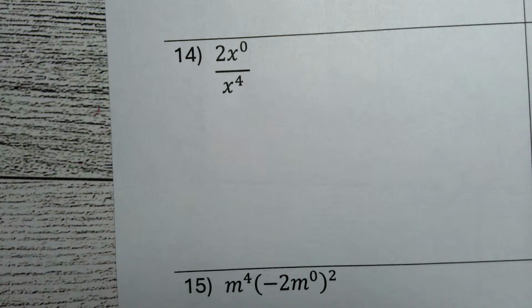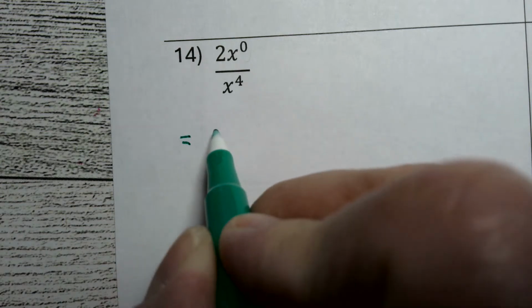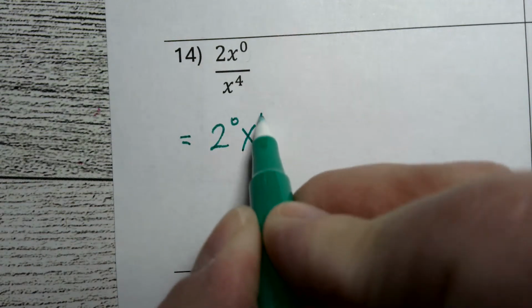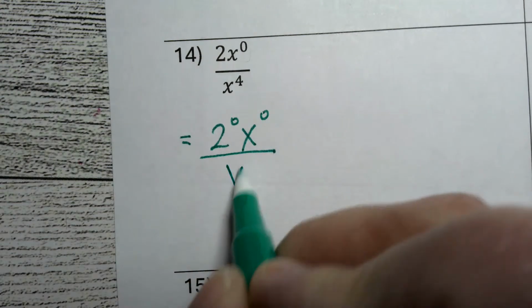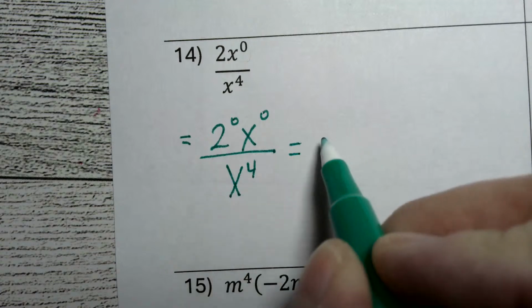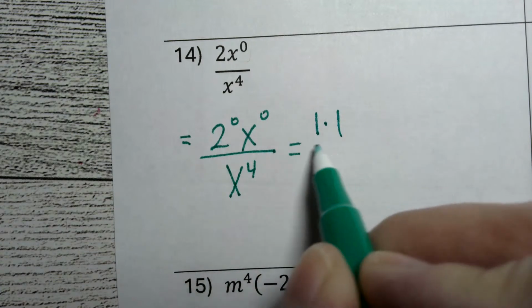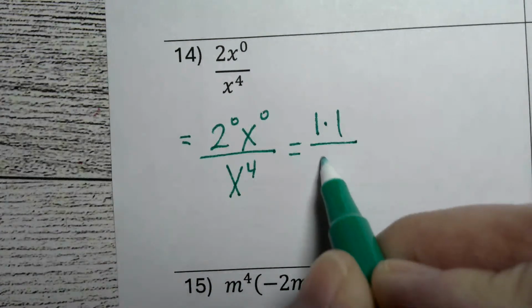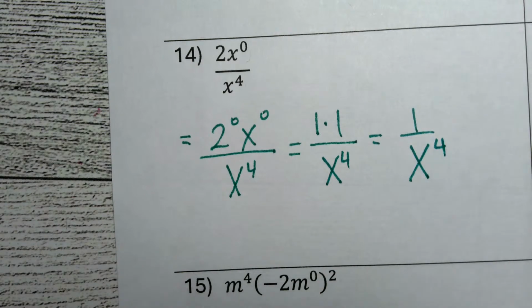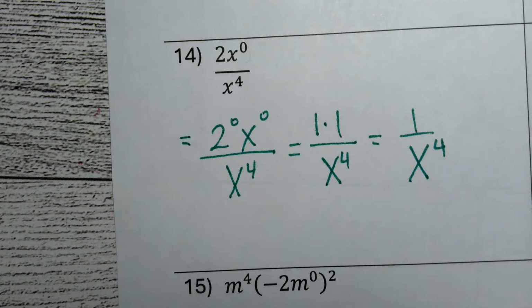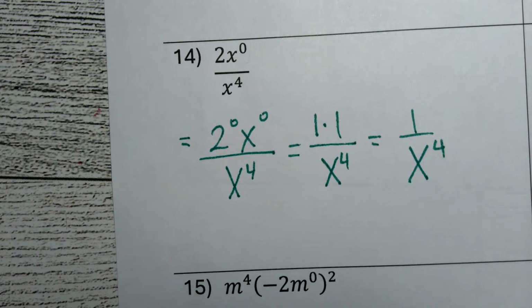All right, here's what she did when I saw her work. She wrote 2 to the 0, x to the 0 over x to the 4th. And then she wrote 1 times 1, because anything raised to the 0 power is 1, over x to the 4th. And she says the answer is 1 over x to the 4th. Even just for you, pretend this is your work, and before you leave this problem, you're looking at it. Do you find a mistake? Can you find it? There is a mistake in this one.